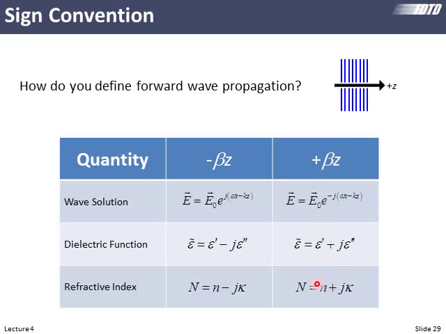So I can't tell you which one I like better or which one's the most popular. It seems different communities use different conventions. I think the physicists and chemists tend to use the e to the plus j beta z more, and the electrical engineer types tend to use the e to the minus j beta z more. But you'll see a mix everywhere. Just be cautious of that.